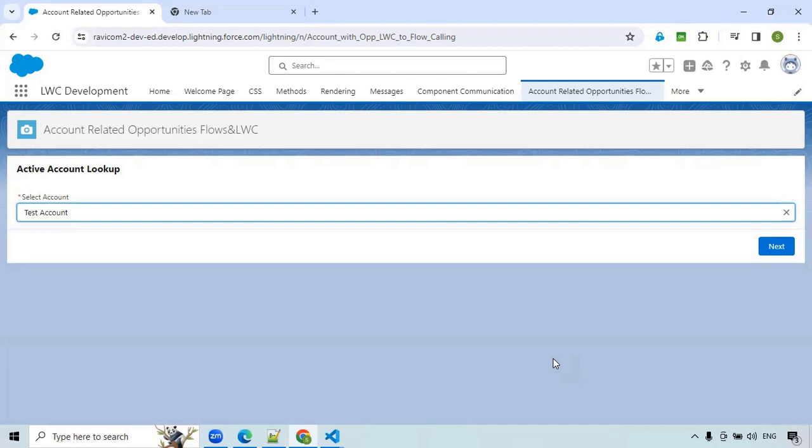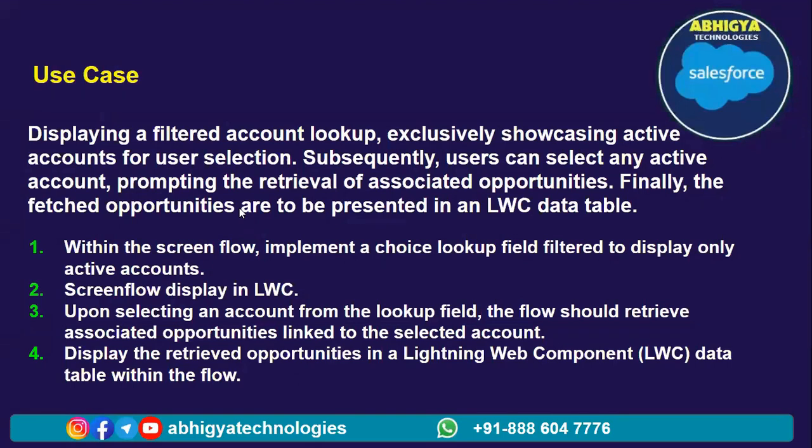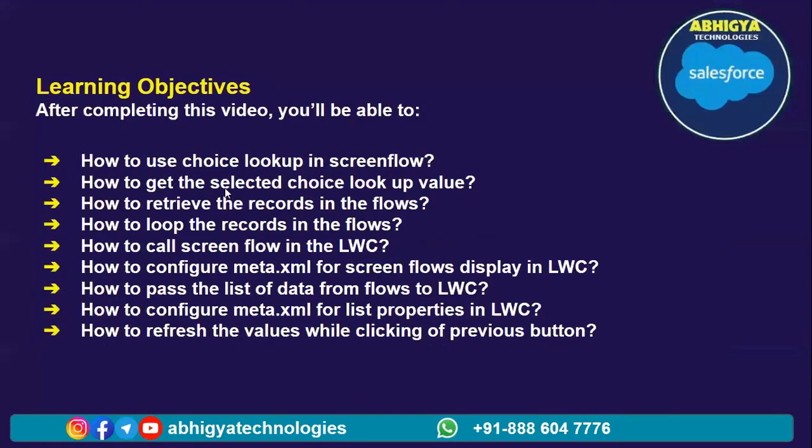After completing this video, you should understand how to use the choice lookup and how to get the selected choice lookup value, which value the user is selecting. How to retrieve the records from the flow, in this case the opportunity records, how to loop through the records one by one, and how to call the screen flow in the LWC.